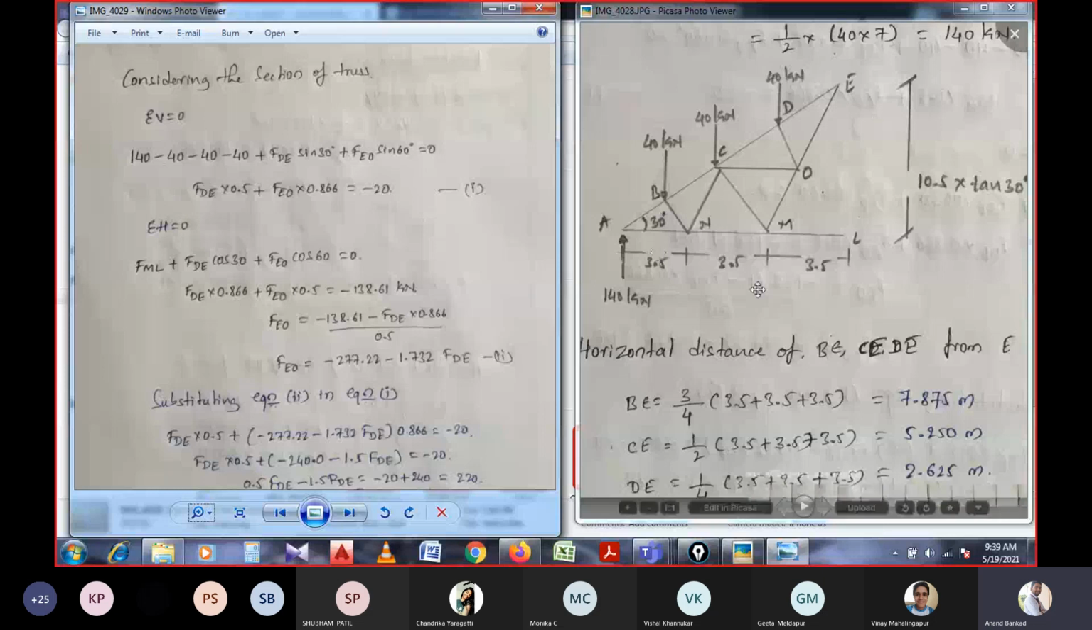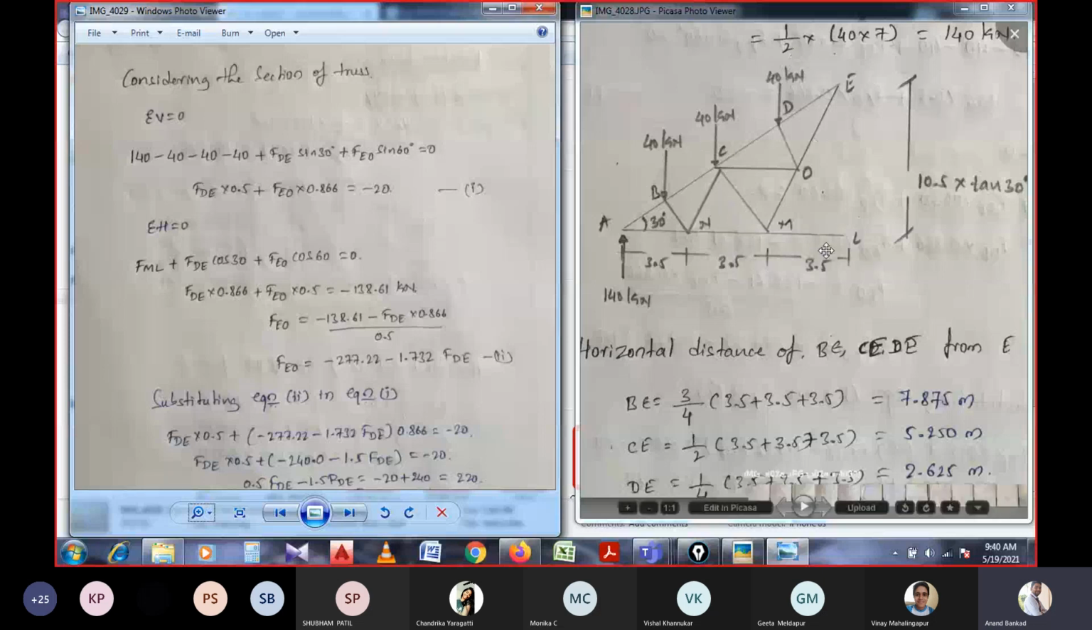So if you consider the section, however we have drawn this left hand side truss, the section we have considered, and the vertical force, that is 140 kilonewton, is acting, and apart from this 140 we have three numbers of 40 kilonewton load which are acting. And after this we have the section at this point, means FDE, FEO is also acting, because we have the section at this point, means these forces are considered, and these other members will not be considered because here we don't have any section.